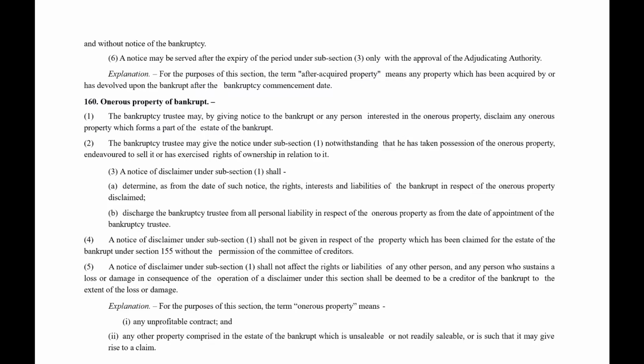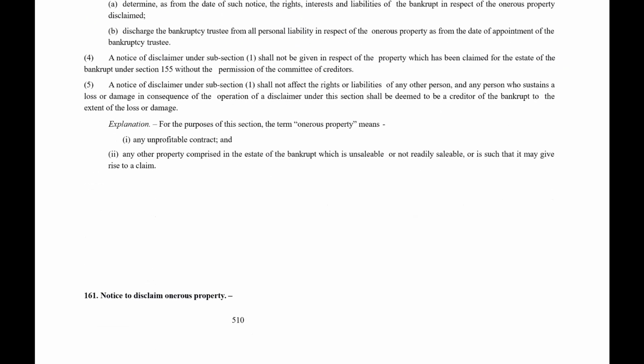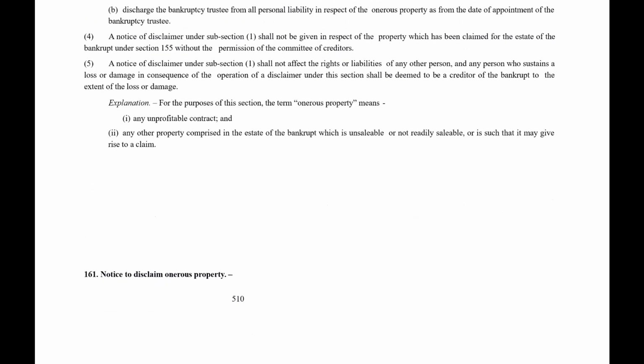If you go through the illustrations, you will clearly understand what is the meaning. So 160. 161. Notice to disclaim owner's property. Because this property is lying in the books. Like I gave you the example of exhibition rights in a cinema hall. But now, since it is located in a rural area, it's a single screen cinema, so there are no takers as of now. So notice to disclaim the owner's property, 161. Because you have to remove it from the books.